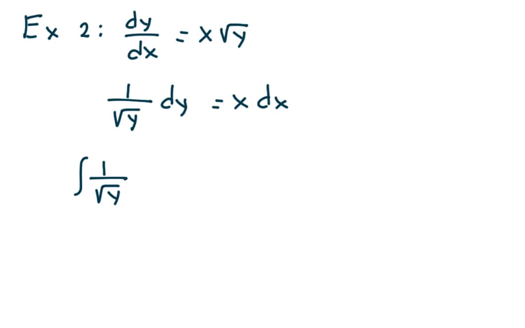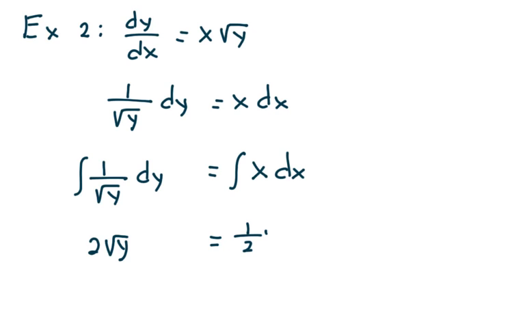So I take the integral of 1 over square root of y dy. This is the same as the integral of x dx. So again, I want the function whose derivative is 1 over square root of y. And that's going to be 2 times the square root of y. That's on the left side. On the right side, I want the function whose derivative is x. And that's going to be 1/2 x squared. And then I just have to add that constant of integration, c.